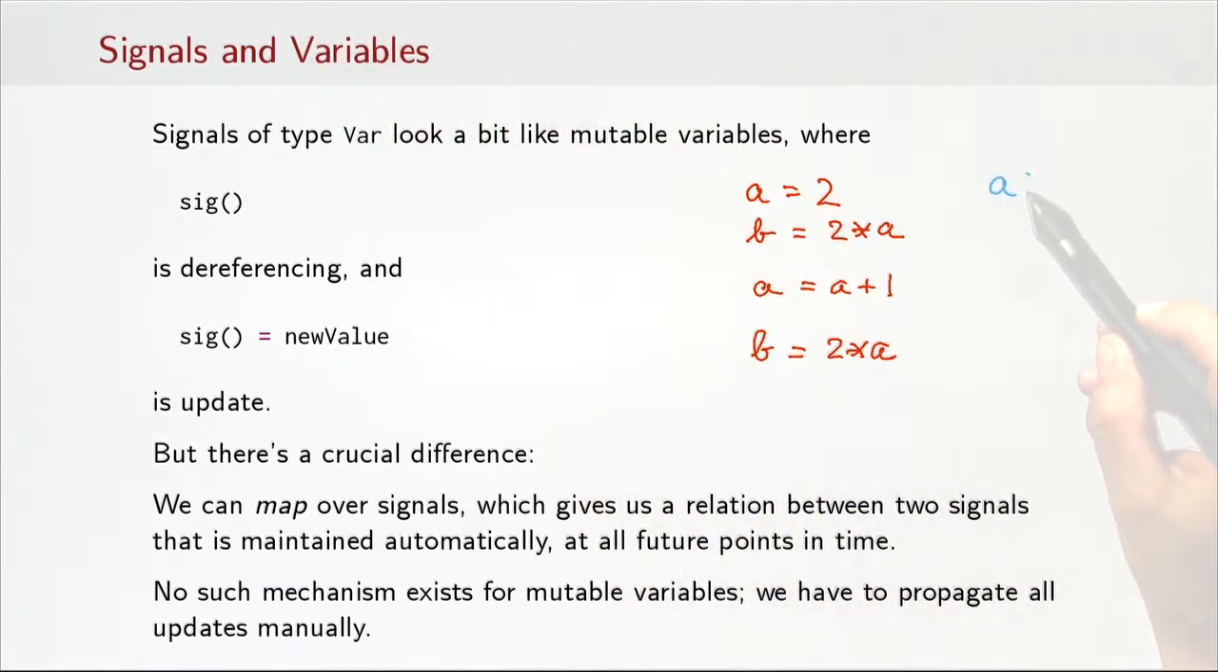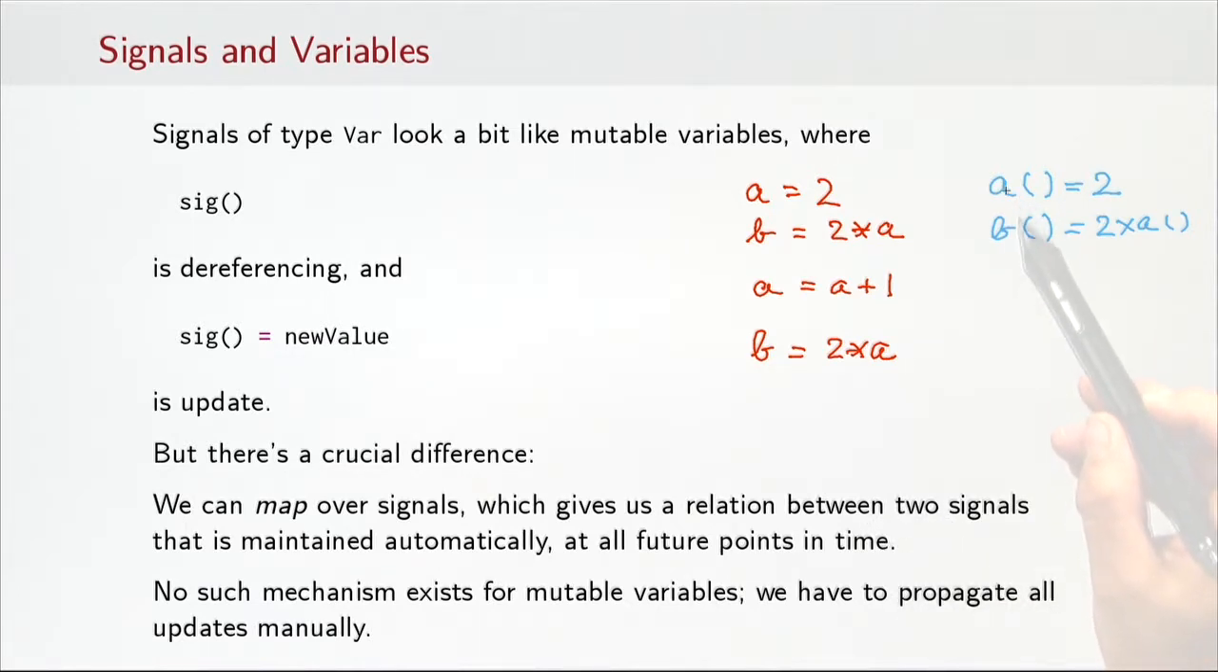So we would have a signal a, which is assumed to be a var signal, constant 2. The signal b is assumed to be 2 times a, and that assignment would establish essentially the relationship between b and a forever in the future. So if now a is defined to be 3, then the signal b would be automatically updated to 6.